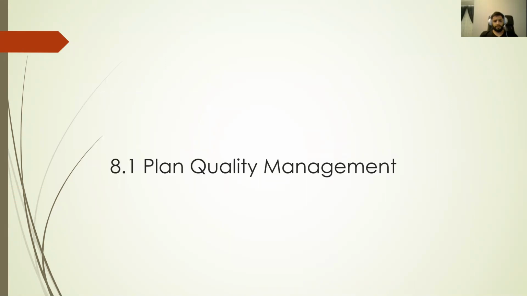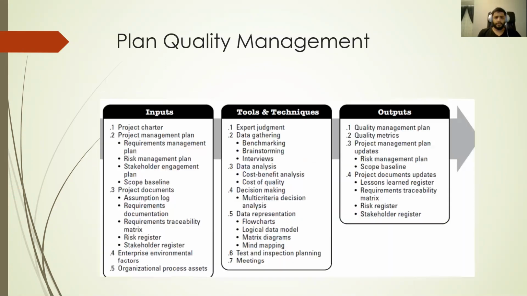And also here we have plan quality management. We have input, tools and techniques, and output. From input, we have project charter and project management plan. Number two includes requirement management plan, risk management plan, stakeholder engagement plan, and scope baseline. Number three, project document, which also includes assumption log, requirement documentation, requirements traceability matrix, risk register, stakeholder register, and enterprise environmental factors.